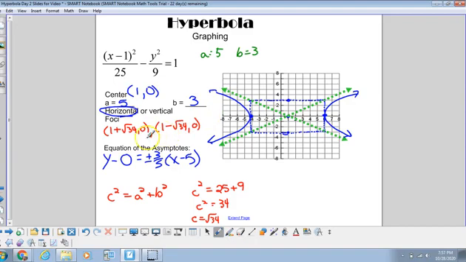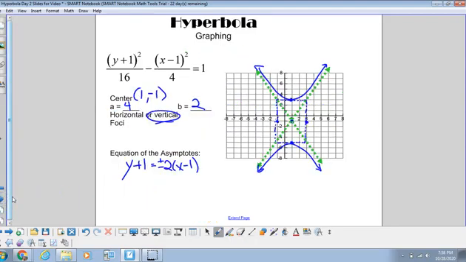Now, if you were to put these into your calculator to get an approximate value, 1 plus the square root of 34 is about 6.8. So it would be over here. And 1 minus the square root of 34 is about negative 4.8. So over here. And that's how we would find our foci for this horizontal hyperbola.